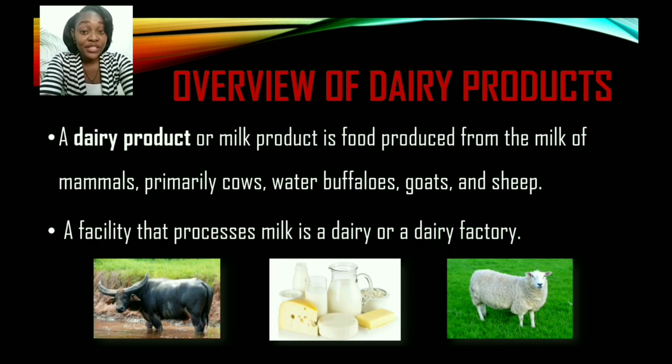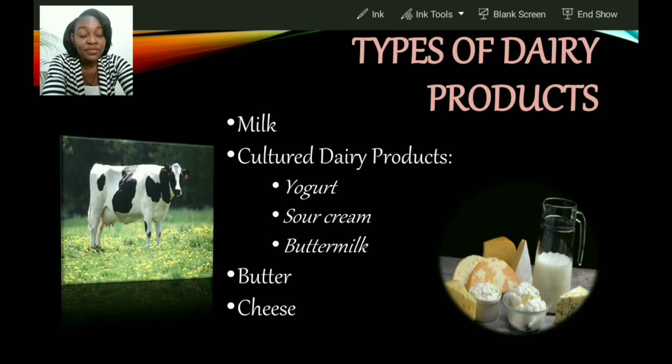Now that we have learned about milk, it's time for us to move on to an overview of dairy products. What are dairy products? A dairy product or milk product is food produced from the milk of mammals, primarily cows, water buffaloes, goats, and sheep. A facility that processes milk is a dairy or a dairy factory. Types of dairy products include milk.